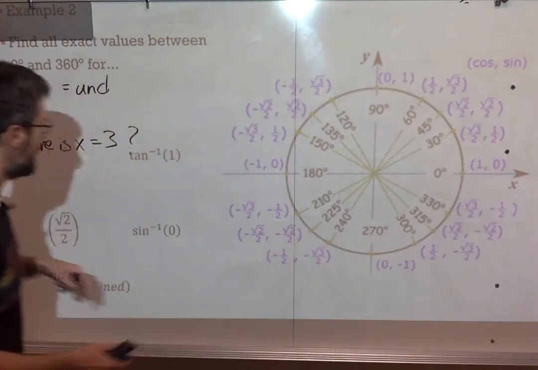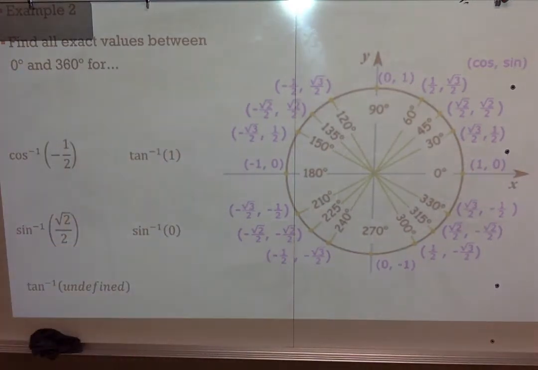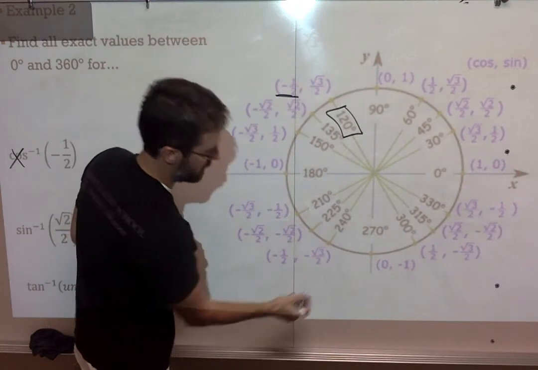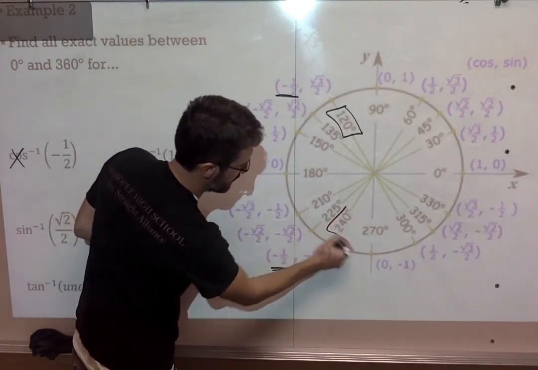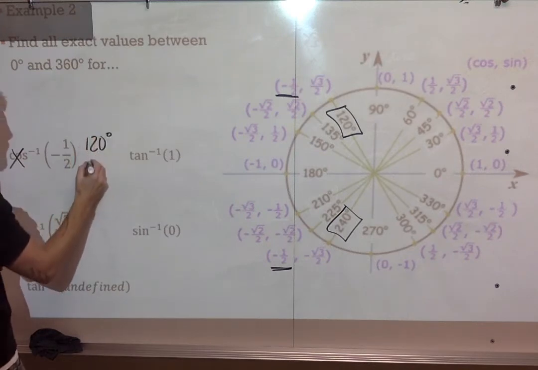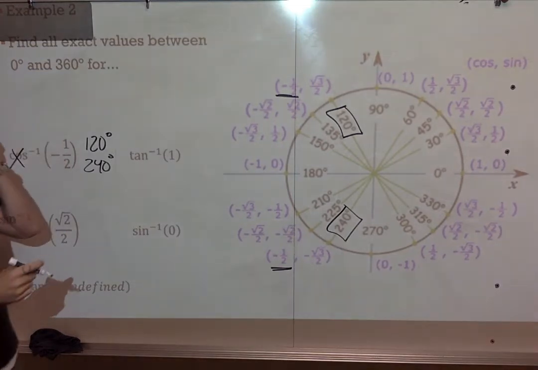All right, go ahead and pause and try a few of these on your own. And when you're ready, just take a look at them. And pay attention to this one down here because there's a little trick with this. All right, so cosine. Cosine is x. Where is x equal to negative 1/2? Two places, right here at 120 and right here at 240. So that would be 120 and 240. And I'm only writing it like that so it fits.